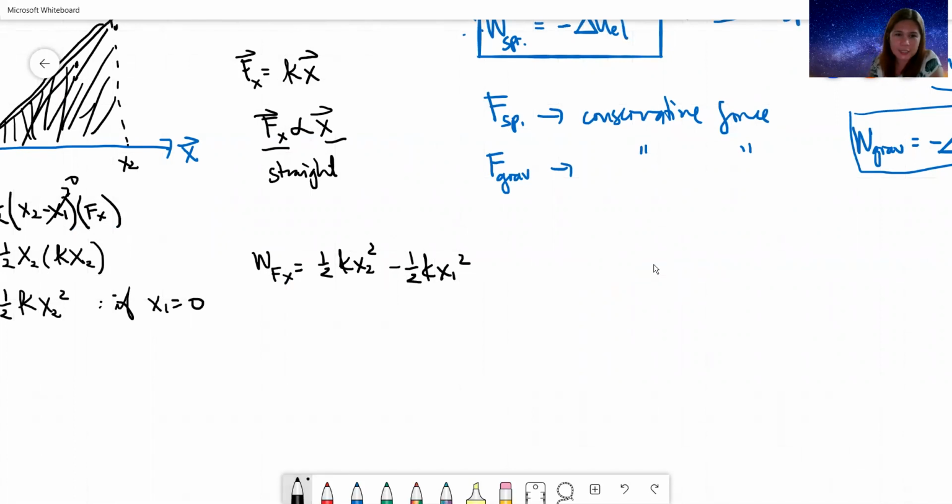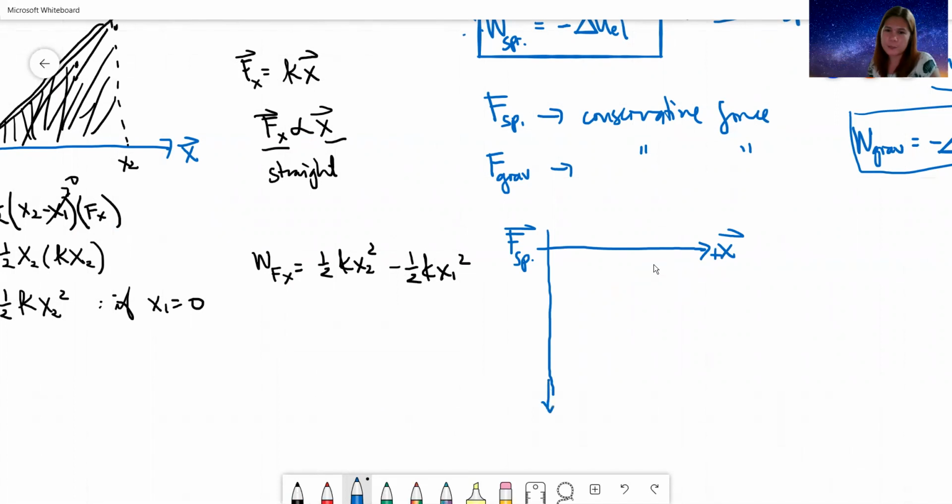So pag i-graph natin ngayon, si F spring versus x, dapat kung papuntang F, dito tayo. Nasa fourth quadrant. Positive si x position, pero ang force spring natin nasa negative spring force. Ayan. So, 0 force. If I want to double it, I have to have a negative. So, ganyan siya.